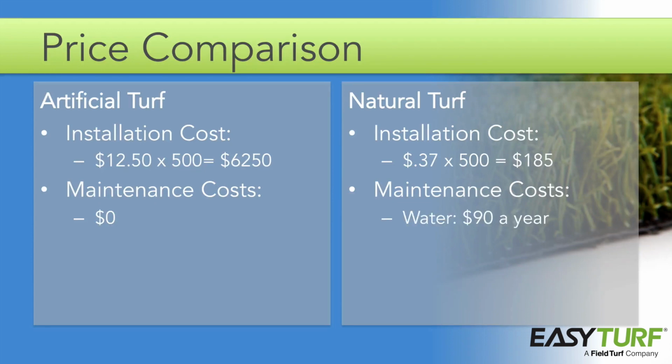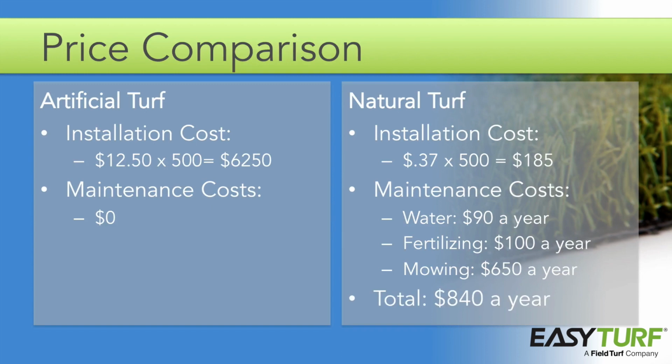For fertilizing, figure 20 cents per square foot per year, which adds up to $100 for a 500 square foot lawn. For mowing and maintenance on a small lawn, figure $25 a week for 26 weeks, which adds up to $650 per year. Add these all together to get the total yearly maintenance cost for a 500 square foot area, $840 per year. You're then in a position to compare the high upfront cost of artificial turf with the high annual maintenance cost of natural turf.